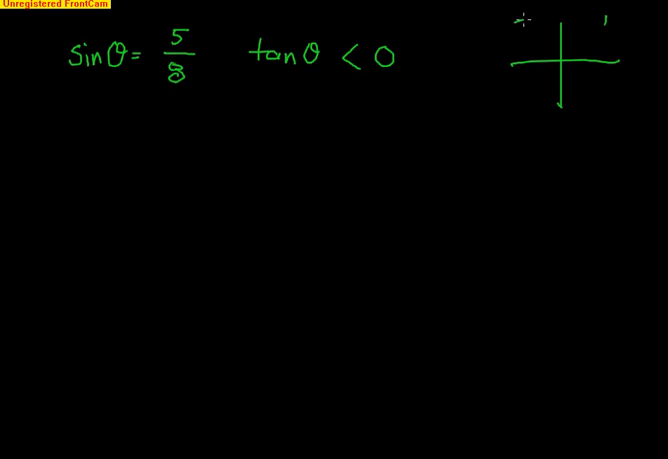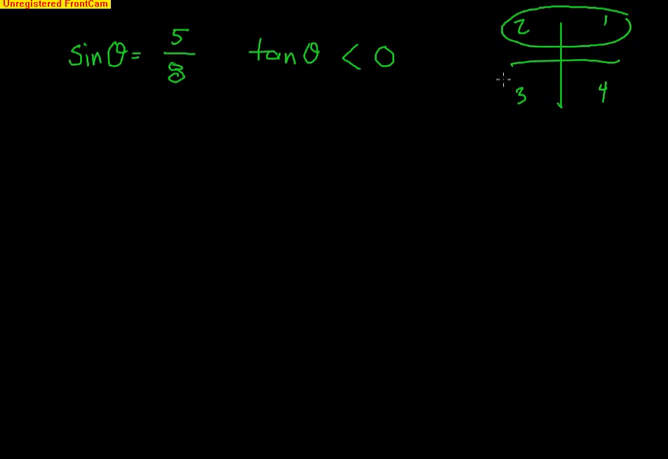Let's say that I told you that sine of theta was 5/8. And I told you that tangent of theta is less than 0. Okay, now what am I trying to tell you here? Well, first off, let's think about our quadrants. Quadrant 1, quadrant 2, quadrant 3, quadrant 4. If sine is 5/8, that means sine is a positive value. Sine is positive in quadrant 1 or quadrant 2 because sine is directly related to y, and y is positive in quadrant 1 or quadrant 2.